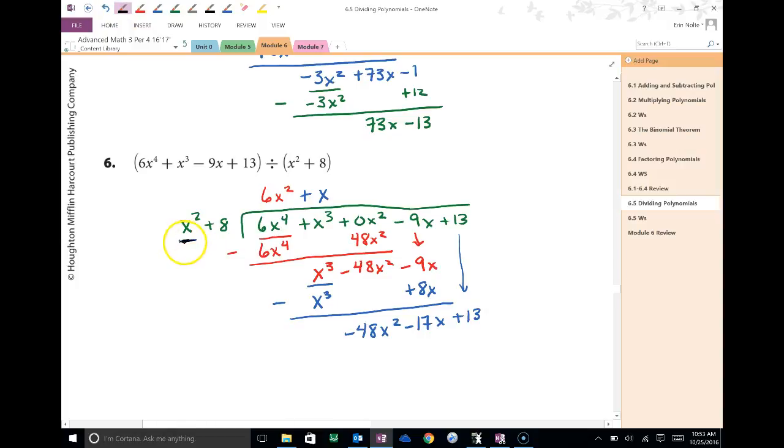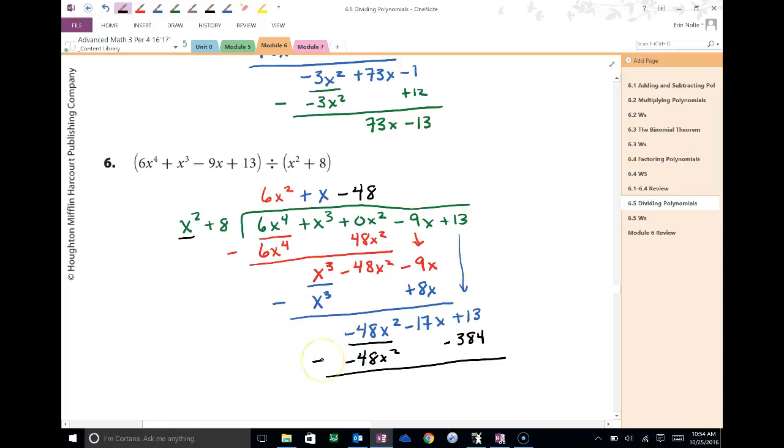Okay, so now I'm looking again at the x squared and comparing it to negative 48x squared. What do I have to multiply x squared by to make it negative 48x squared? Negative 48. So it's going to go up on the top, negative 48. And I'm multiplying negative 48 all the way through, so what's negative 48 times x squared? And what's negative 48 times 8? 384, is that right, Lily? Nice.